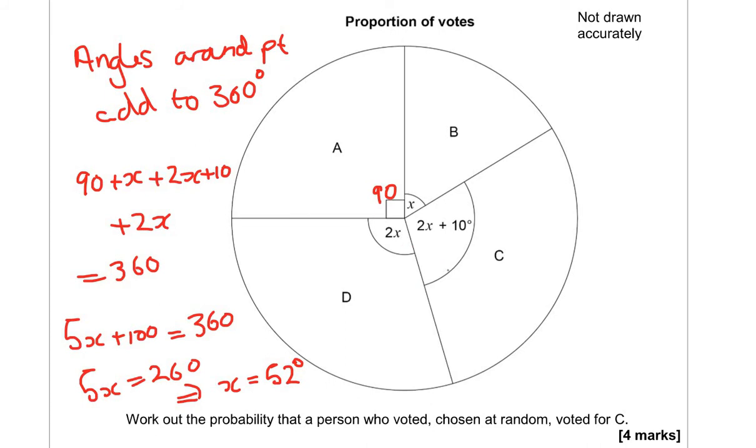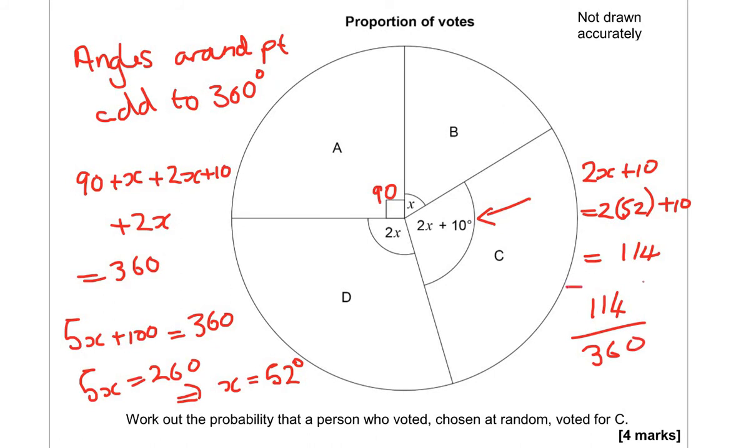Okay, and now we want to work out the probability that a person who voted, voted for C. So we need to know how many people voted for C. So it's 2x plus 10, but this is now 2 times 52 plus 10, which equals 114. And its probability, so we need to divide by 360. And this is our final answer. You don't need to simplify this if you don't want to. So this is our probability.